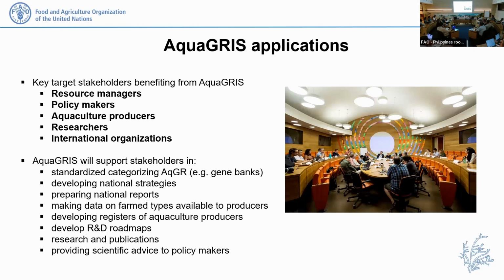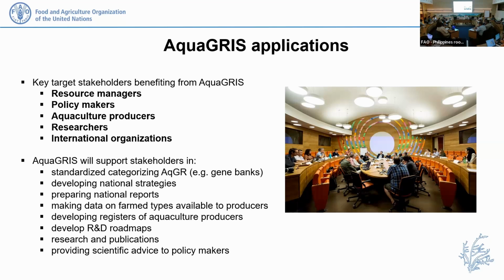So who is AquaGRIS designed for, and what can it be used for? Well, we consider that it's relevant to a range of stakeholders. Principally, it's designed for resource managers. They can most commonly be national resource managers, but also policymakers, aquaculture producers, researchers, and international organizations such as the Consortium. And AquaGRIS can support stakeholders for a range of different purposes. It can be used for standard categorization of aquatic genetic resources, such as might be included within a gene bank, which I think is relevant to Artemia.